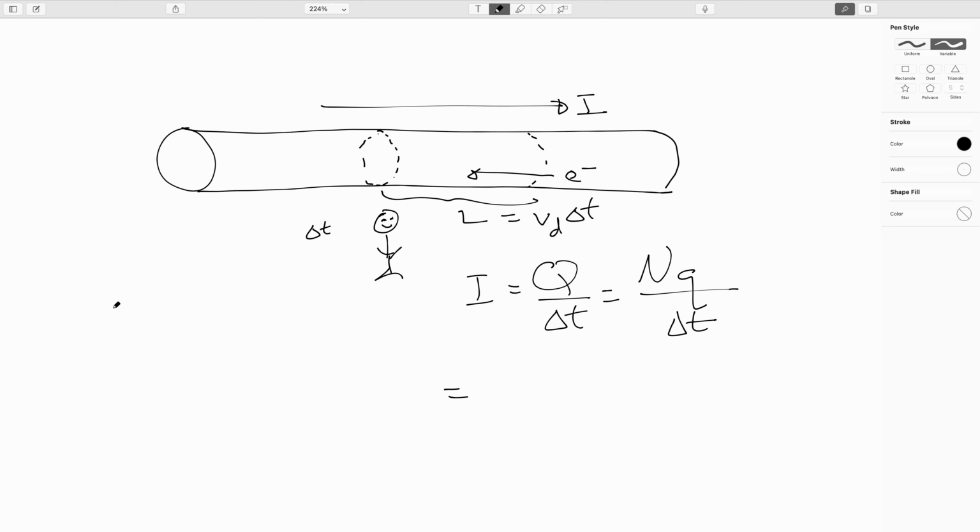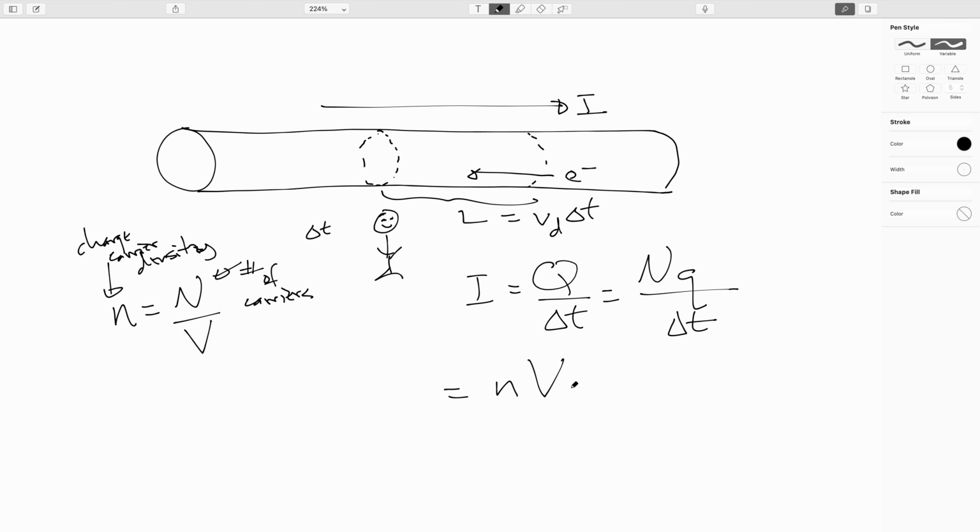In physics, we do this annoying thing where the lowercase thing is often an uppercase thing divided by a volume or something else like that. So lowercase n is the charge carrier density. Uppercase N is just plain the number of carriers. And V is the volume. So we can write this total number of charges as the charge carrier density times the volume times the amount of charge that each one of these holds over delta t.